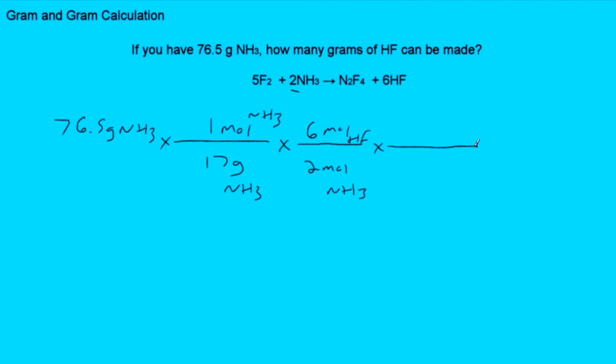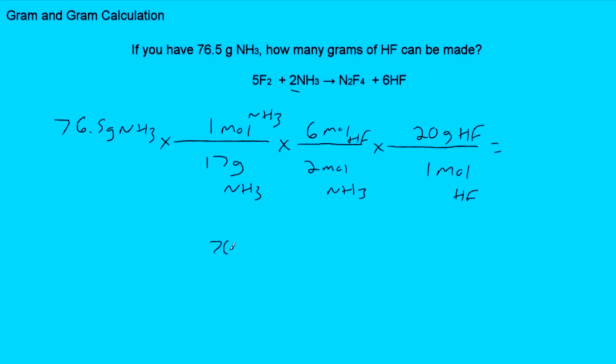I'm kind of combining all 3 steps into one. So now we're at moles of HF. We're trying to get to grams of HF. So 1 mole of HF is how many grams? It's the molar mass, which we calculated. It's 19 plus 1 is 20. There you go. Now you have to do the math all across the top here.